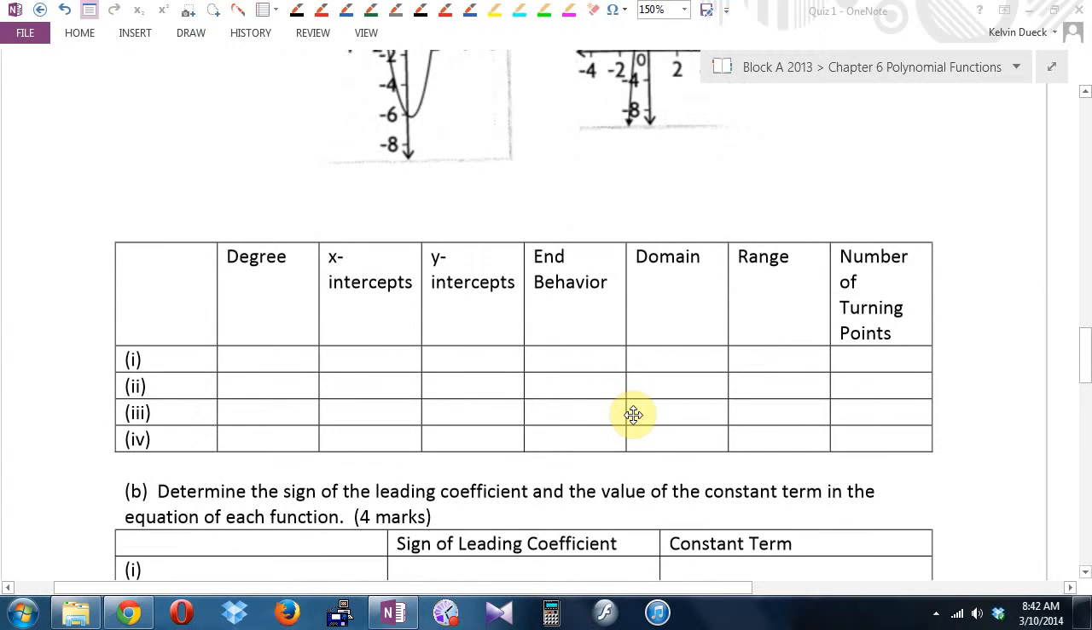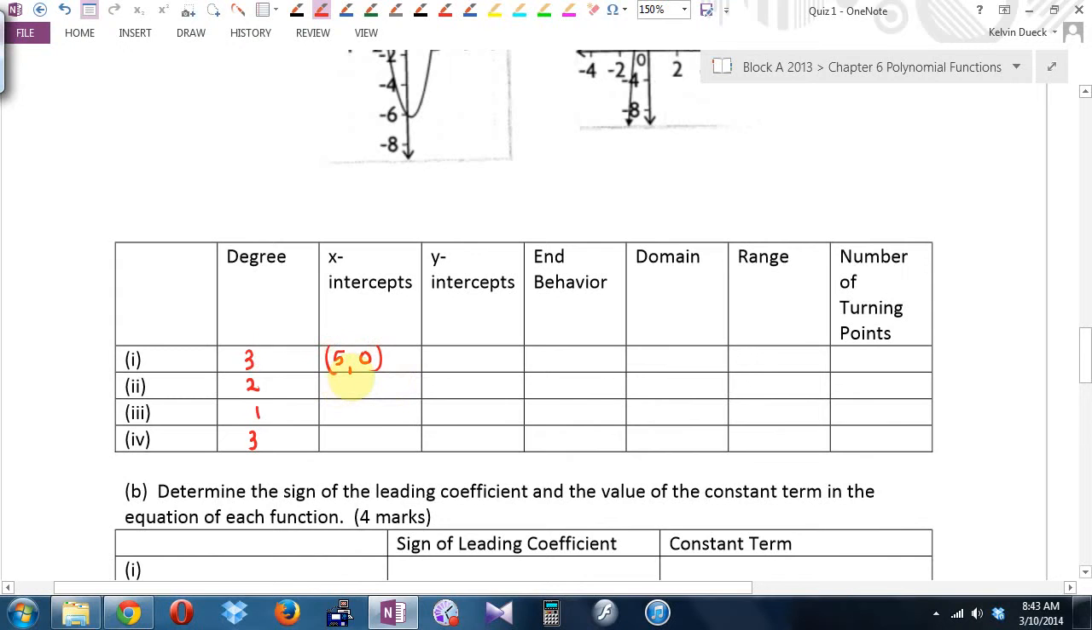Graph number 1. What's the degree? Got to be degree 3. It's a cubic. Let's do all of the degrees first. Graph number 2, the one below it. What's the degree? 2. What's the degree of graph number 3? It's linear, 1. What's the degree of graph number 4? Also 3.